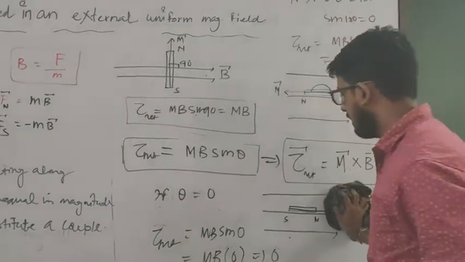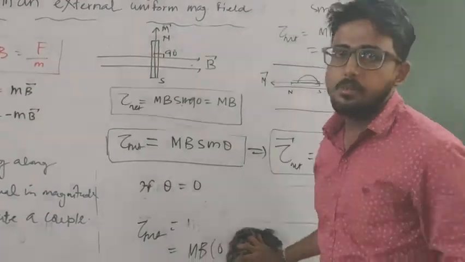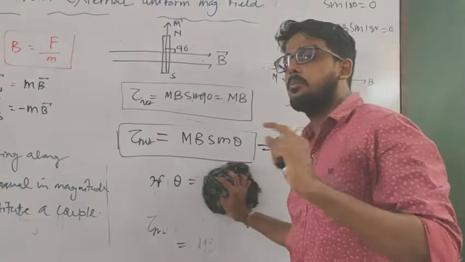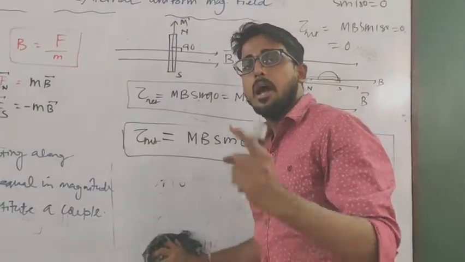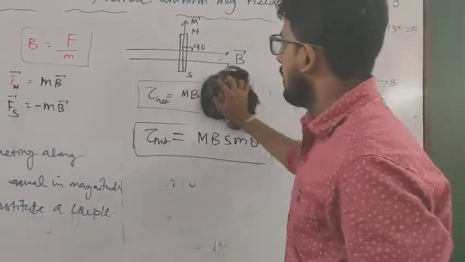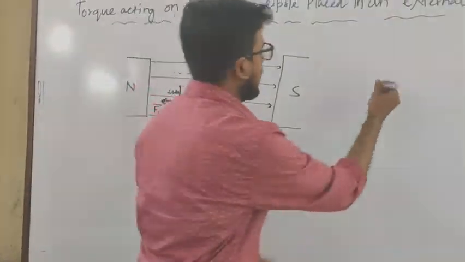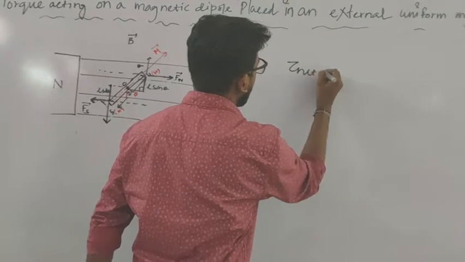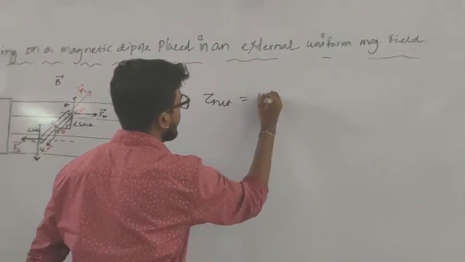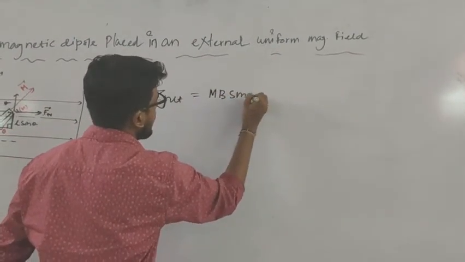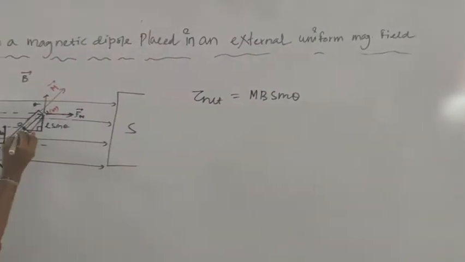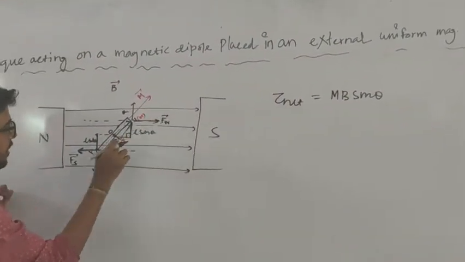So this is all about the torque acting on a magnetic dipole which is placed in a uniform magnetic field. If a dipole is placed in a uniform magnetic field, there will be no linear motion in the dipole, but the dipole has angular motion due to the effect of torque. Here we already calculated the net torque on the dipole in the external magnetic field.